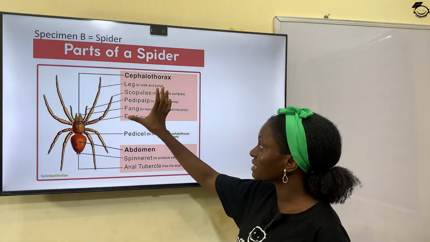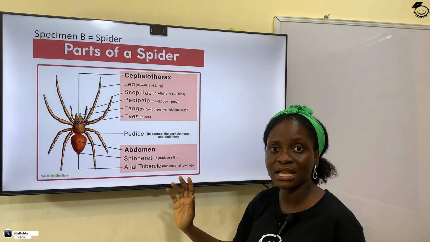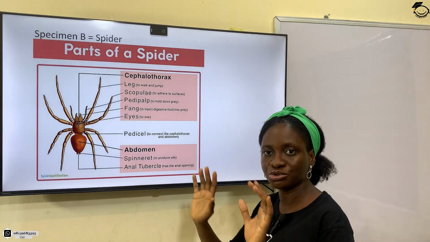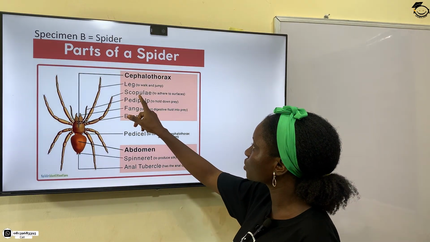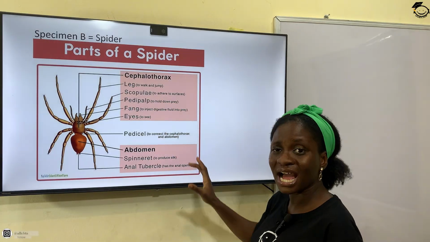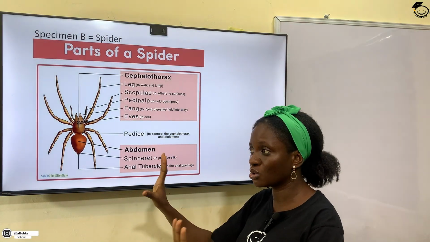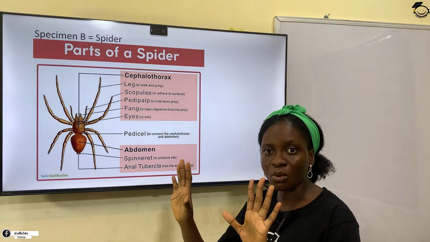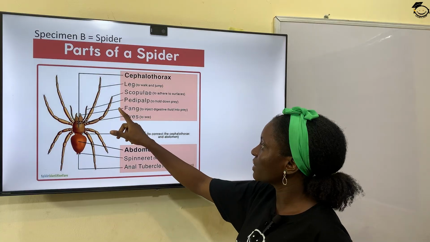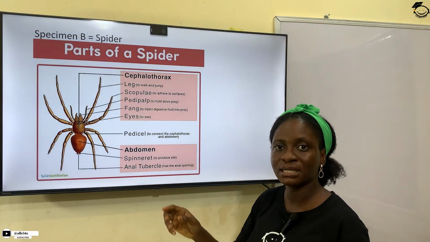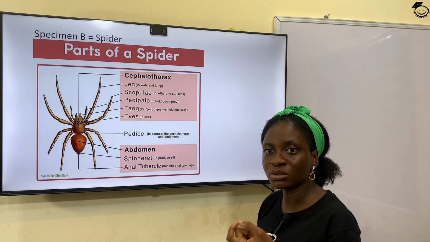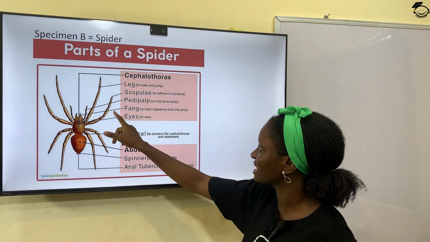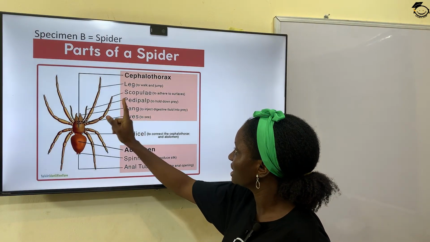For the cephalothorax part, we have the leg. The leg is used to walk and for the spider to jump. Then we have the scopula, which is used to adhere on surfaces when the spider sticks to wall surfaces. Then we have the pedipalp. The mouth part is used to hold prey. The fang is used to inject. This is where the fang is.